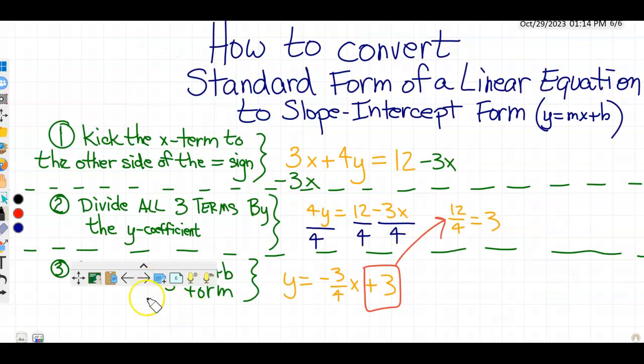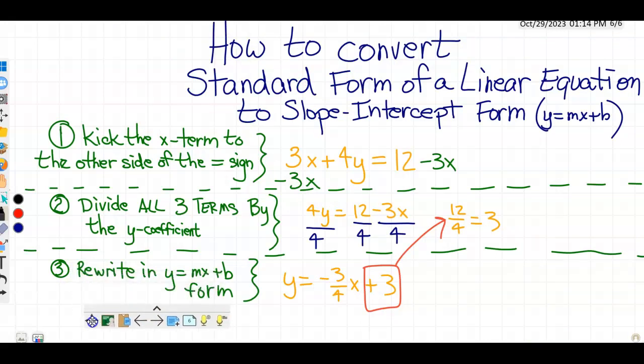And last but not least, here is our last procedure for how to convert standard form of a linear equation to slope-intercept form. So why am I going through this right now? Well, if you are asked to graph a system from standard form, the easiest thing for you to do is to actually convert it into y equals mx plus b. Okay? So that's why we're going through this.